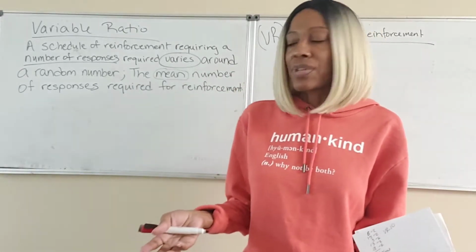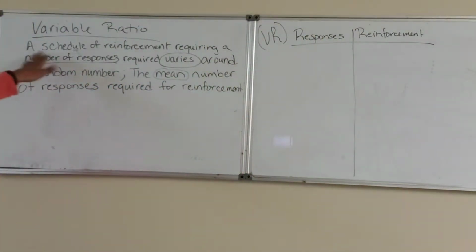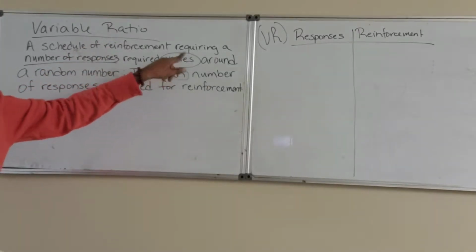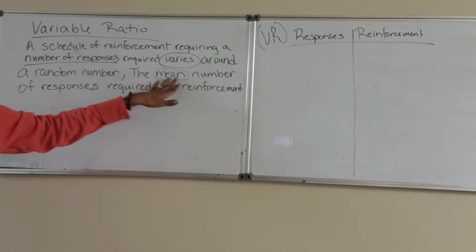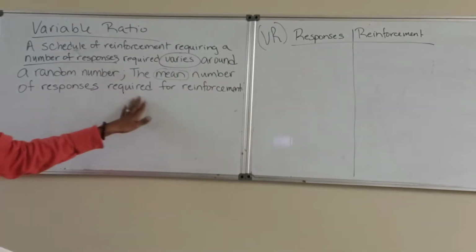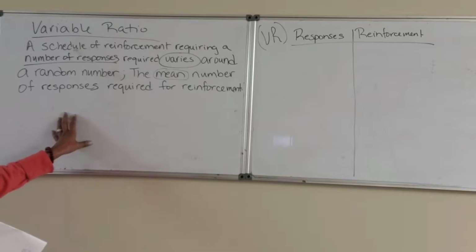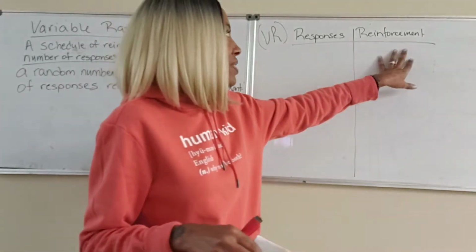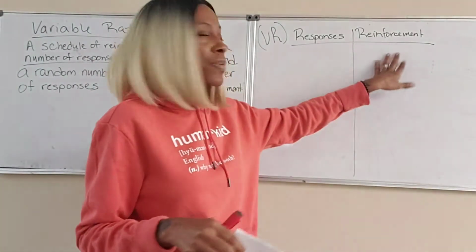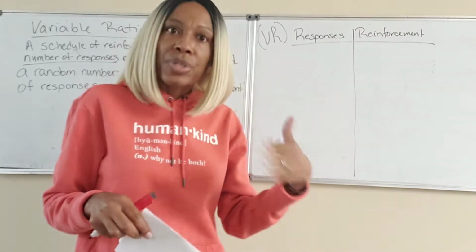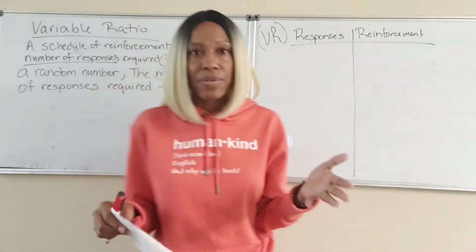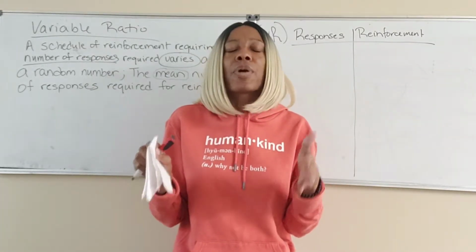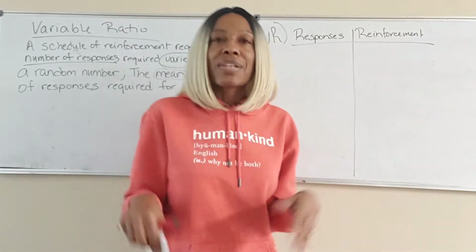So let's take a look at the actual definition. It's a scheduled reinforcement requiring a number of responses required that varies around a random number, the mean, and I circled mean, number of responses required for the reinforcement. So what it's saying here is, like I told you, you're going to have a number of responses, and after the responses have occurred, we're going to reinforce. But unlike fixed, it's going to change. So fixed, remember when we talked about fixed ratio, the responses were the same amount to receive the reinforcement each time. With variable ratio, they're going to change. So let's take a look at it.